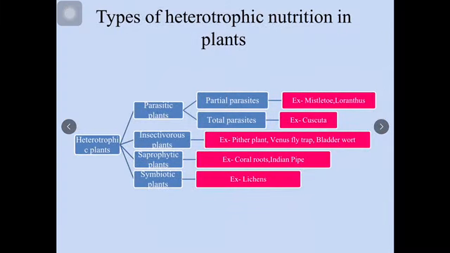Now we will revise how many types of heterotrophic nutrition there are. Four, parasitic plants. Parasitic plants are of two types: partial parasites and total parasites. Mistletoe is an example of a partial parasite. Cuscuta is an example of a total parasite. Then insectivorous plants: pitcher plant, Venus flytrap and bladderwort. And we also studied one more, sundew. Then next is saprophytic plants, examples coral roots and Indian pipe. And the last one which we studied is symbiotic plants or lichens.